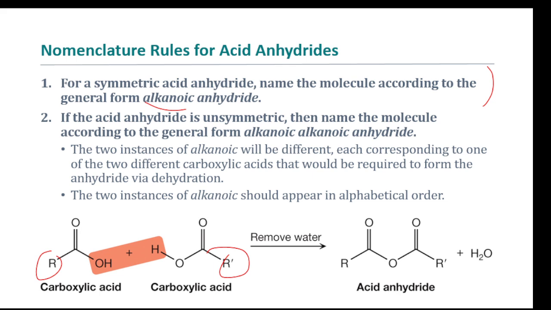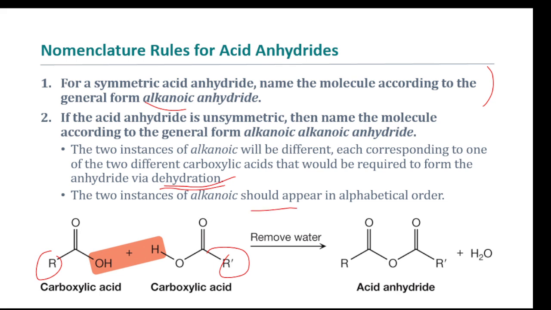So the 2 instances of the alkanoic will be different in this case, each corresponding to 2 different carboxylic acids that would be required to form the anhydride via that dehydration reaction. By the way, that's the type of reaction that is. Dehydration, i.e. removing water. You may have heard of dehydration reactions before, maybe in biology, maybe in terms of making polymers.